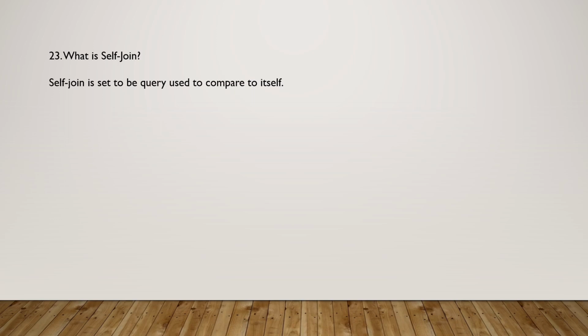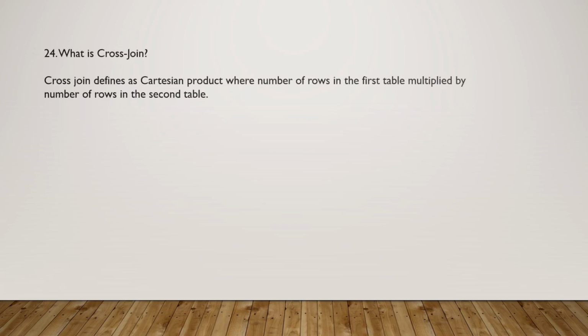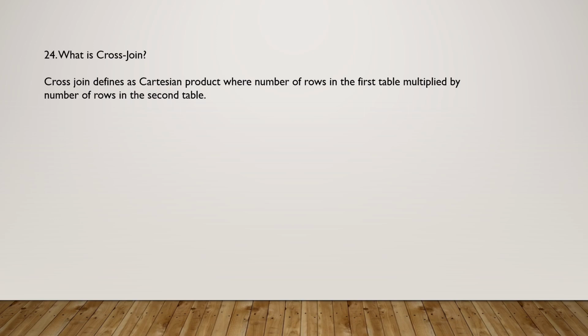What is a self-join? Self-join is said to be a query used to compare a table to itself. What is a cross-join? Cross-join is defined as a Cartesian product, where the number of rows in the first table is multiplied by the number of rows in the second table.